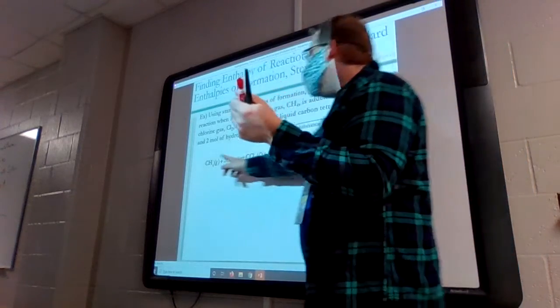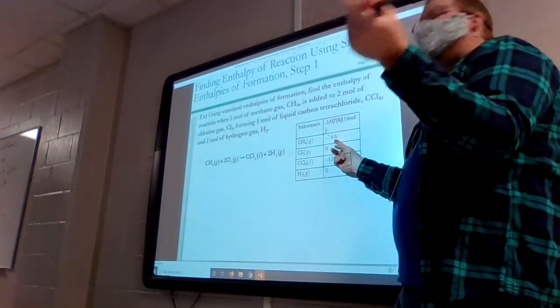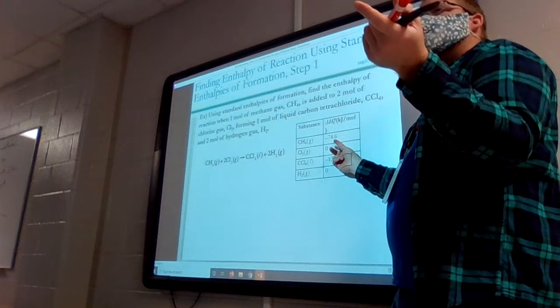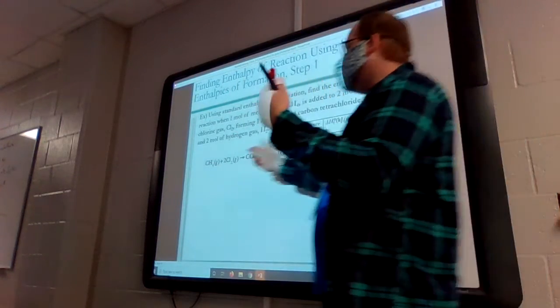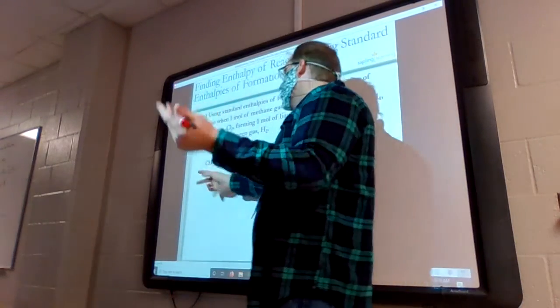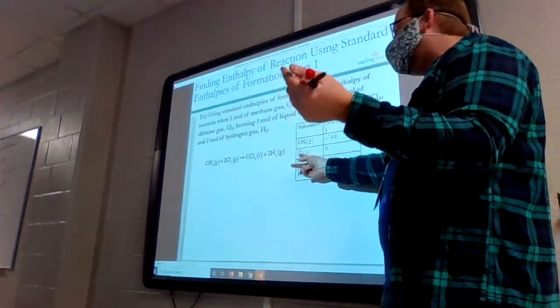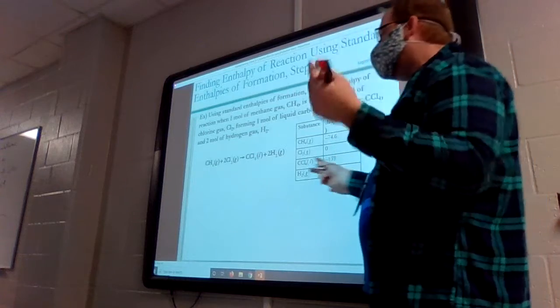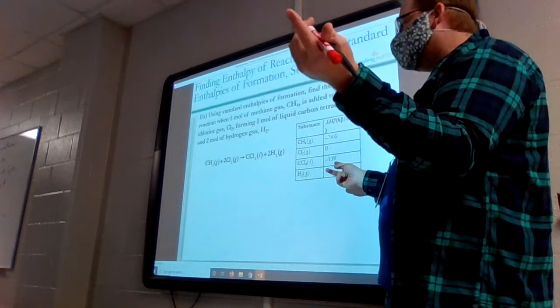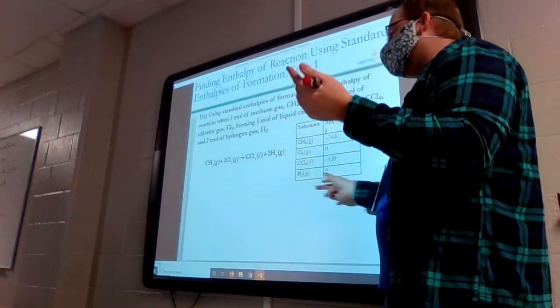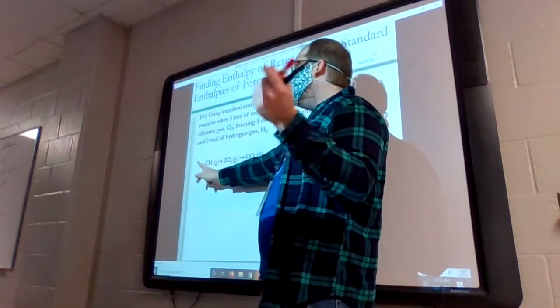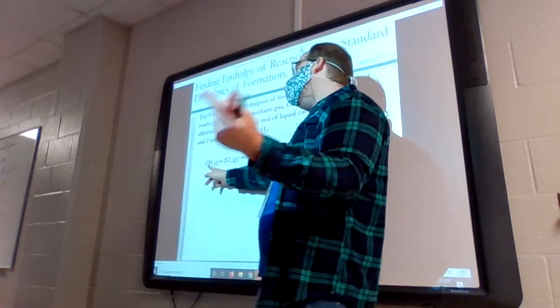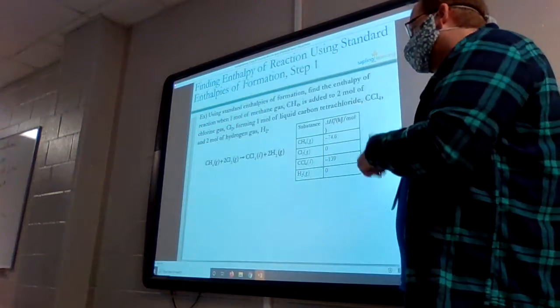I know that the CH4 needs 74.6 kilojoules to actually make or break that chemical. Same thing with the Cl2, but that has a 0, so I don't need to factor that in. My CCl4 is a negative 139. My H2 also has a 0 here. So these two really aren't going to come into play. What I'm looking at is breaking this chemical apart and putting that one together.